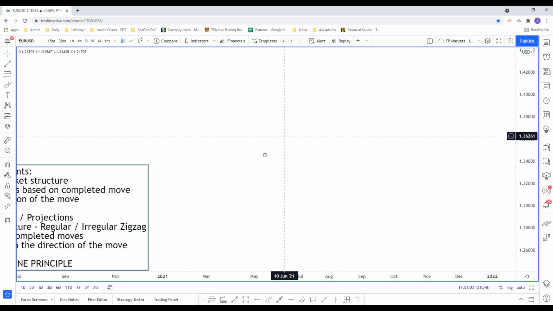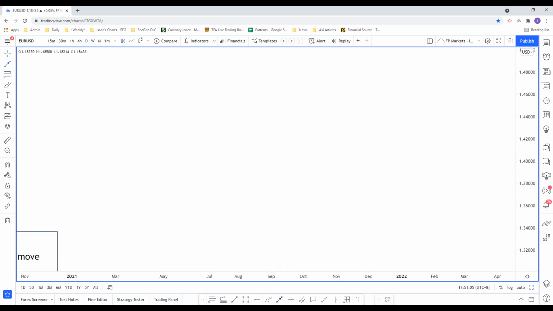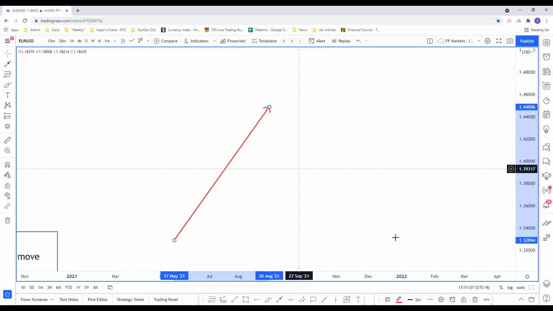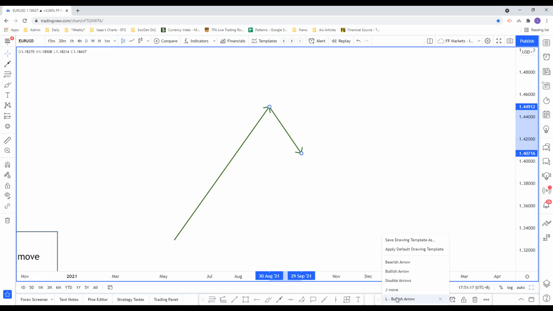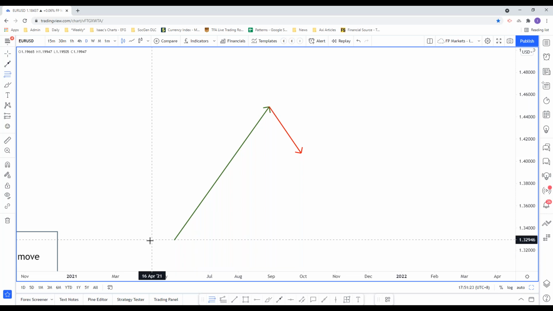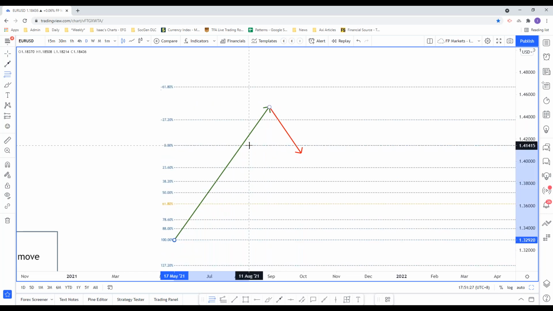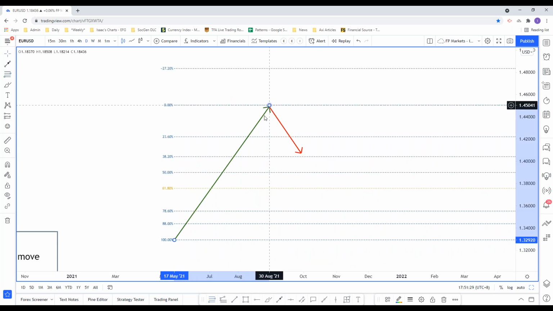So, what is the Fibonacci trendline principle? Let's say I'm just going to use a blank canvas again. Let's say price is moving in a straight line, and then after that it's coming back down. This is the swing high, swing low. There's a clear market structure, and it's a completed move. So we're going to draw a Fibonacci retracement from swing low to swing high, in the direction of the completed move.